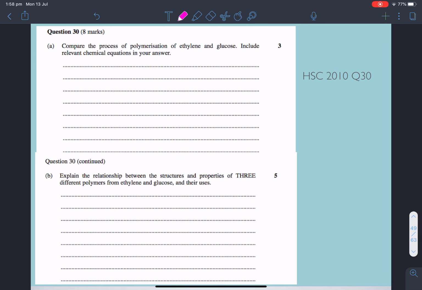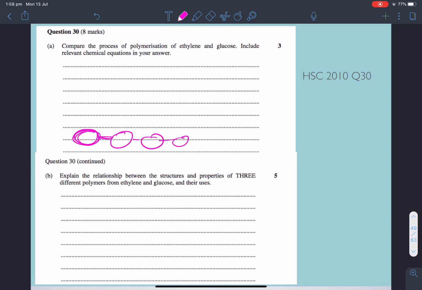Okay, let's just talk about this one. It's an 8 marker. Compare the process of polymerization of ethene, or ethylene, and glucose. So you're going to have to go over that ethene is an addition, glucose is a condensation. You need to compare addition to condensation. Include relevant chemical equations in your answer. For glucose, don't remember the overall structure, but just talk about rings joining up.